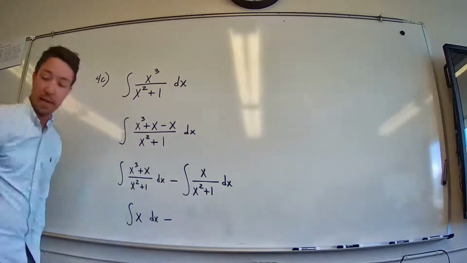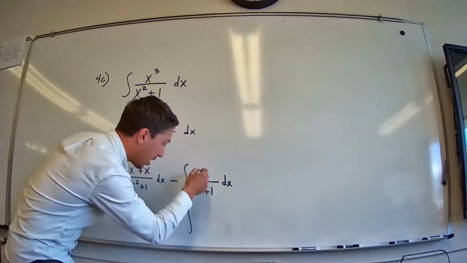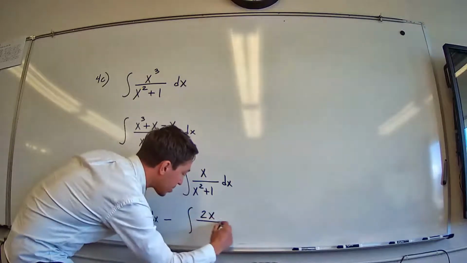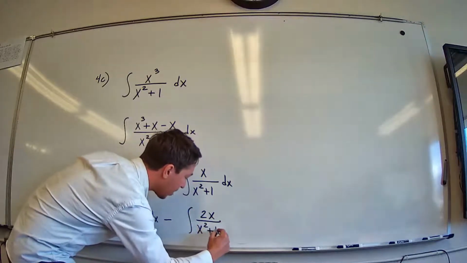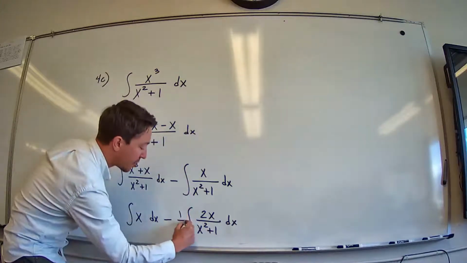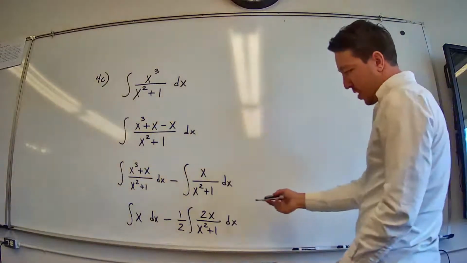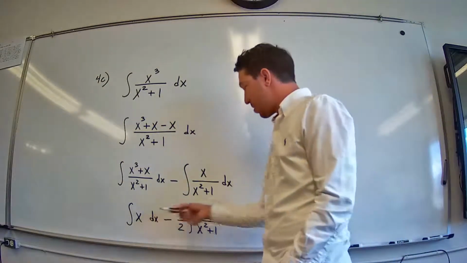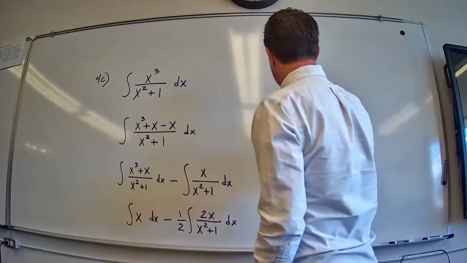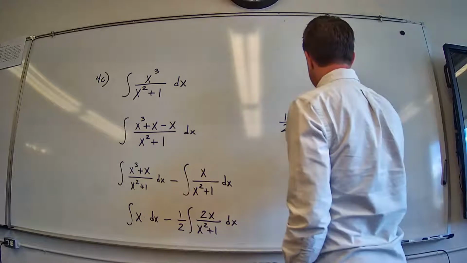What needs to be done to this guy to make him more friendly? Yeah, you're going to make the top a 2x, because now he has that u prime over u form that we like, but I've got to put a 1/2 out there to balance him. And so now we're ready. Isn't that nice? That is nice.